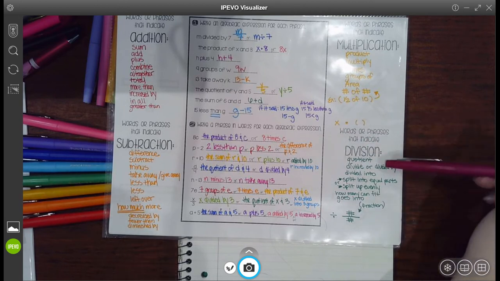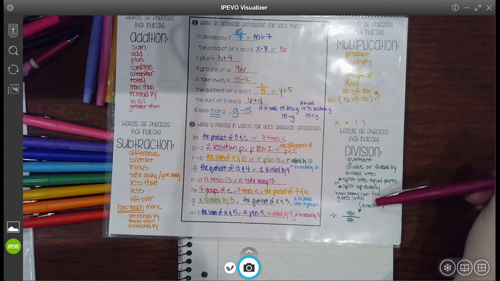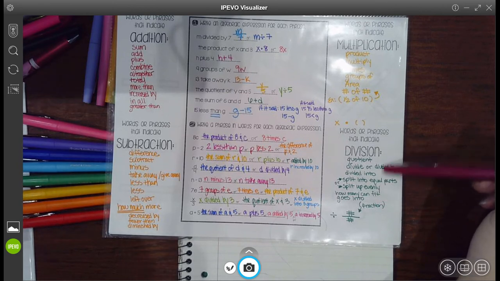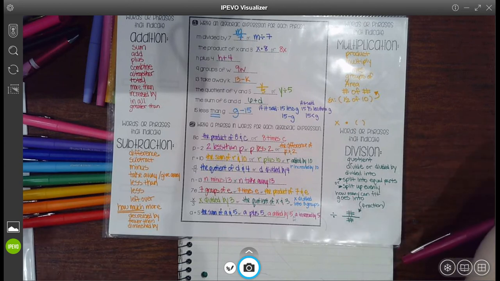And then division, the main one is quotient. If you ever know that you're splitting it up into equal groups or splitting up evenly, or you're trying to figure out how many can fit inside of something, those are all things that mean division. And a fraction is dividing as well. It's the top divided by the bottom.